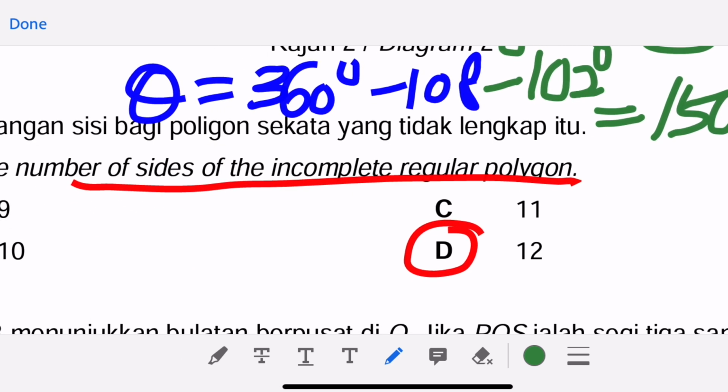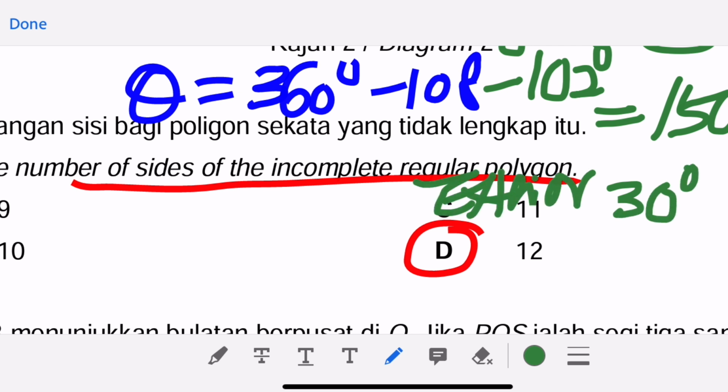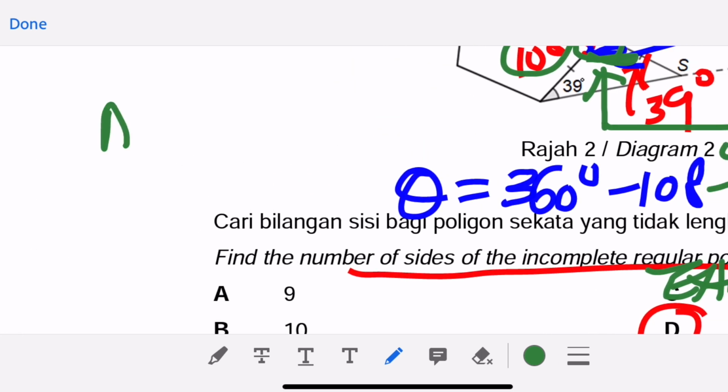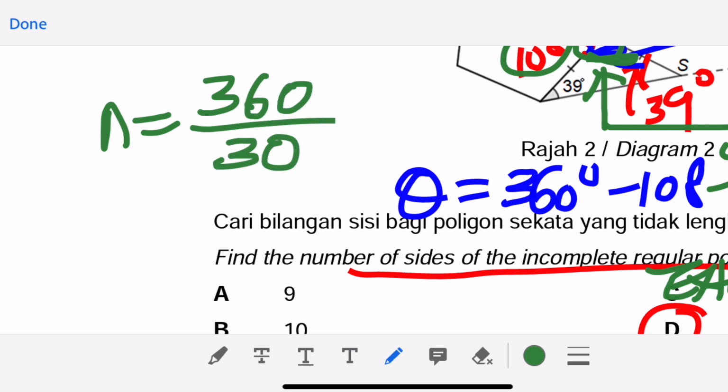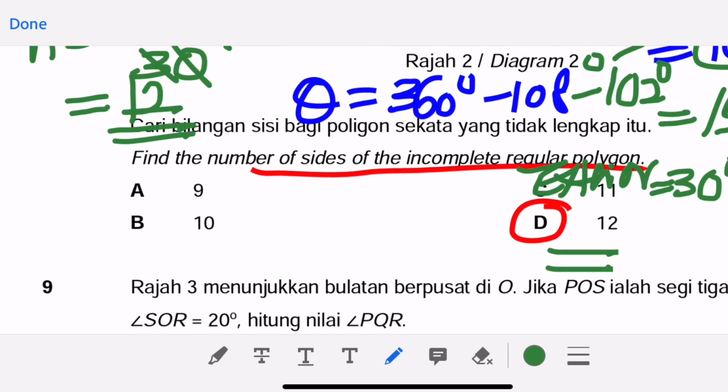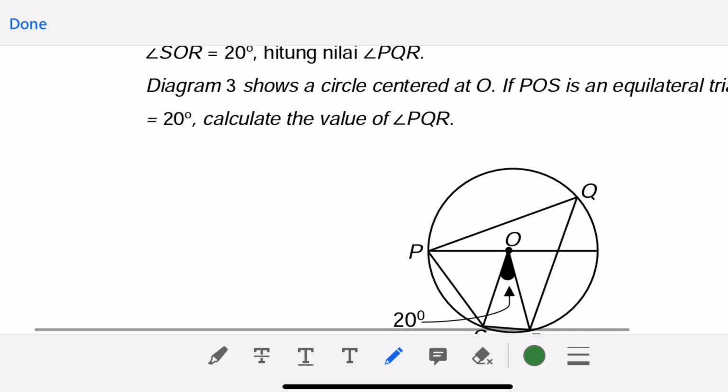So the exterior angle will be 30, right? Exterior angle is 180 minus 150. So that means the number of sides n is 360 over the exterior angle, which is 30. So the answer for number of sides is 12. Alright, so that's how you get the answer for question number 8.